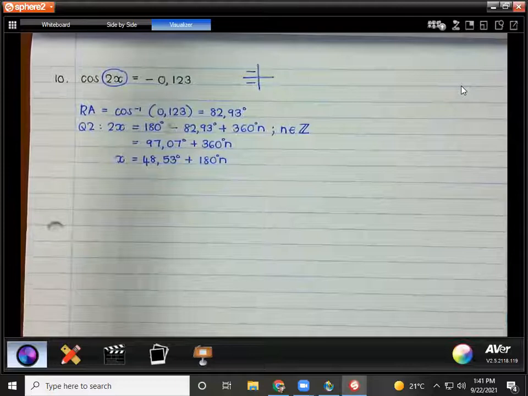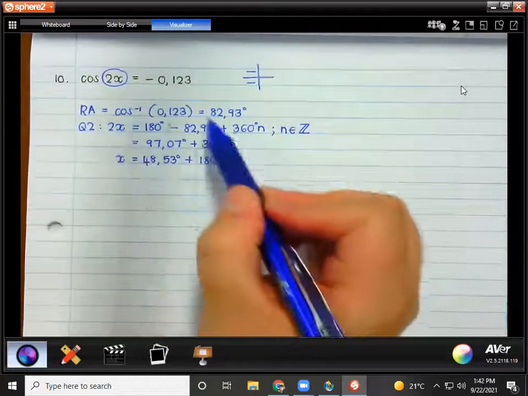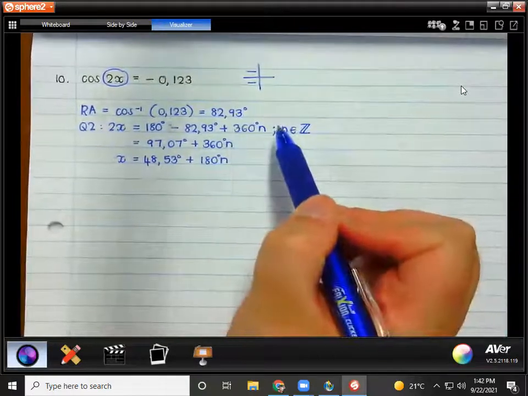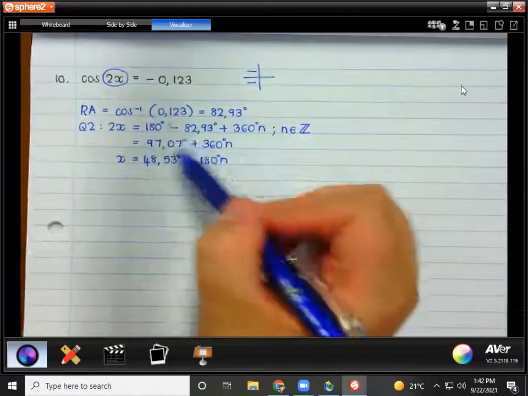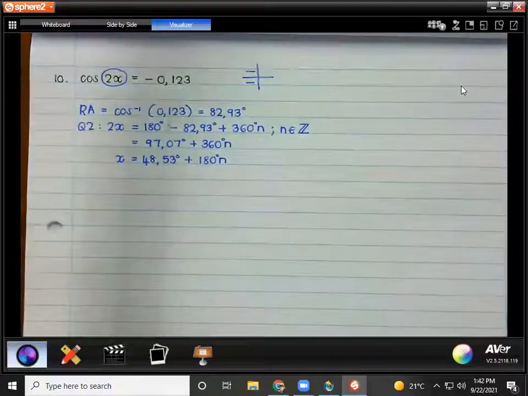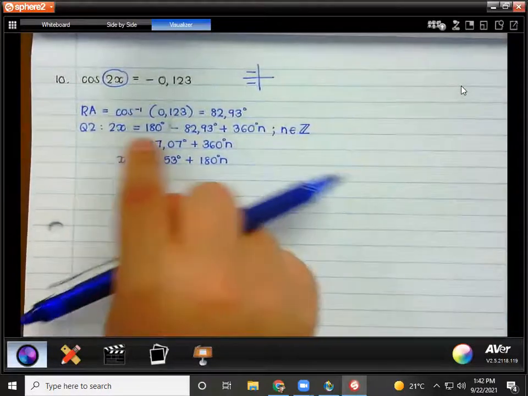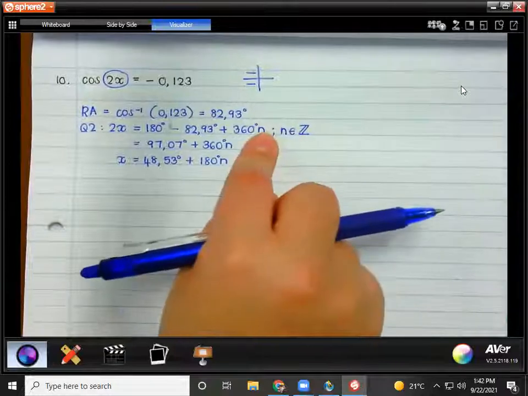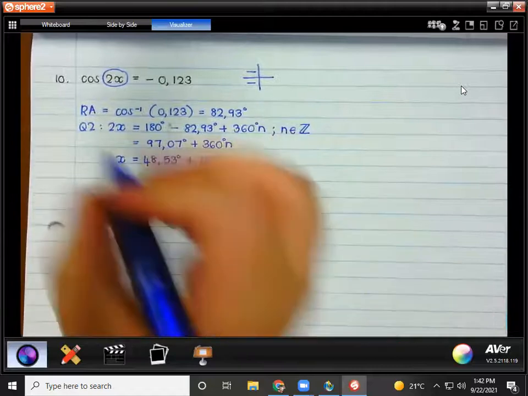Okay, you don't have to remember that in order to do this equation, but please, as soon as you're saying 2x is equal to this, you have to add your 360n immediately. It's a very common mistake that people want to calculate this, then divide by 2, and only then add the 360n, and then you're going to get it wrong. As soon as you're writing your quadrant 2 solution, you have to do plus 360n immediately. Okay, that is the one solution.